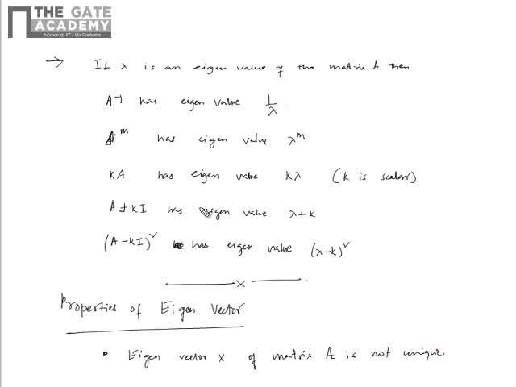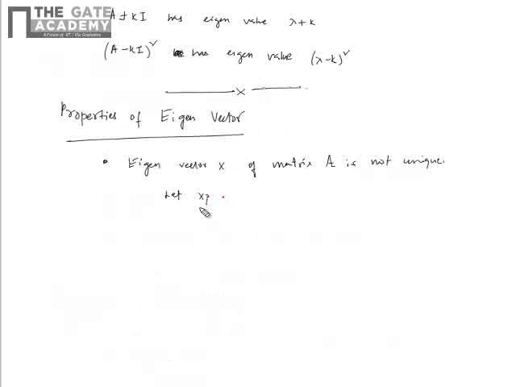So I can always say that if xi is the eigenvector, then C xi is also an eigenvector, where C is some constant multiple. This property we have already seen in the example.